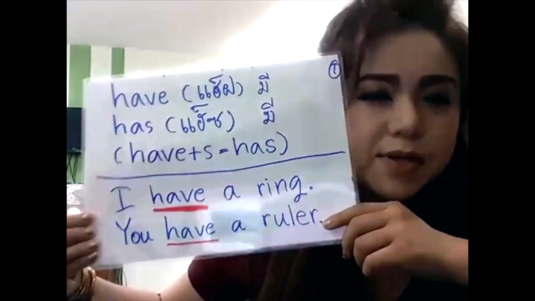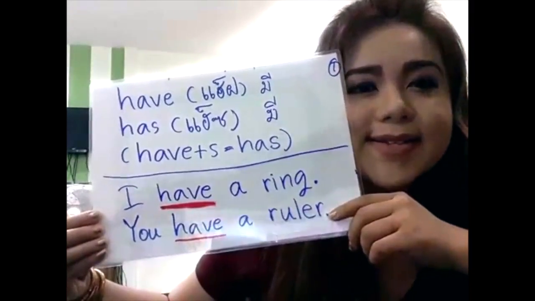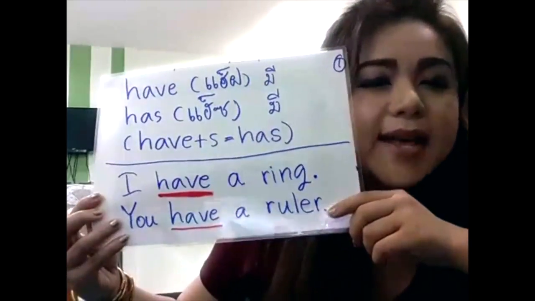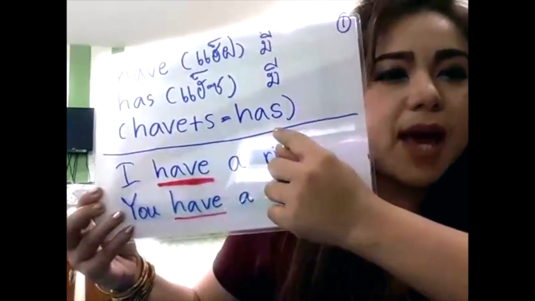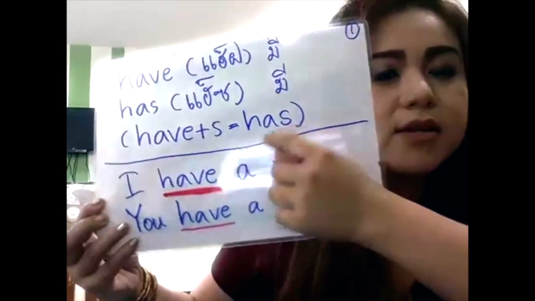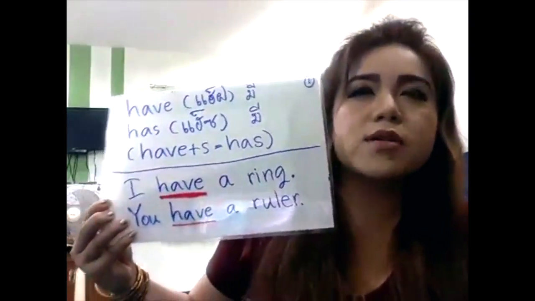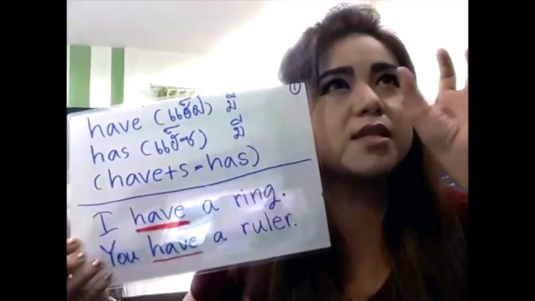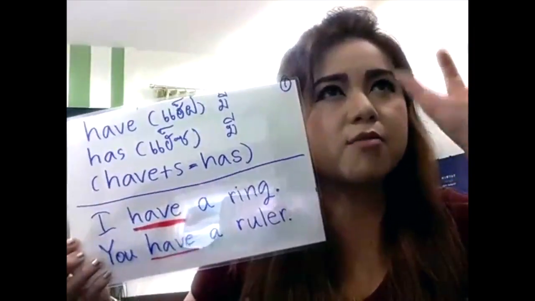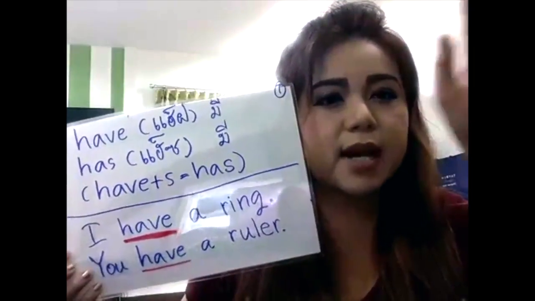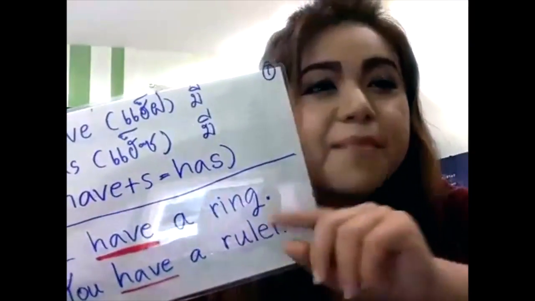Page 118. This is a picture of a boy, Tom, and a girl, Joy. Tom is the brother of Joy. Who is the brother of Joy? Tom is the brother of Joy. Joy is the sister of Tom. Who is the sister of Tom? Joy is the sister of Tom.